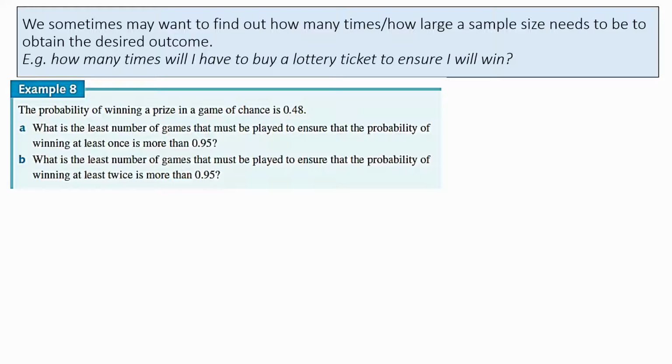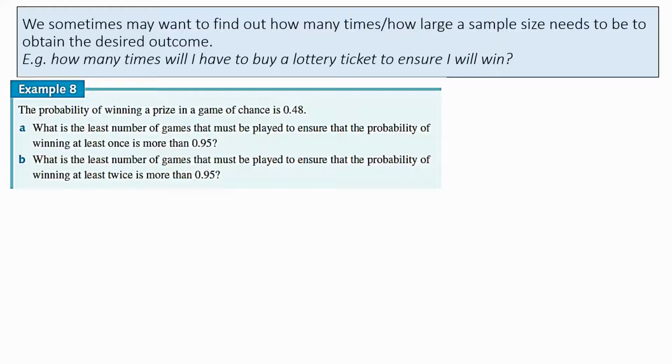It just says, what is the least number of games that you have to play? So how many times do I have to play? The smallest number that I have to play, so that's your n. How many games do I have to play, or how many trials do I have to do, so that the probability of me winning at least one or more is bigger than 95%?